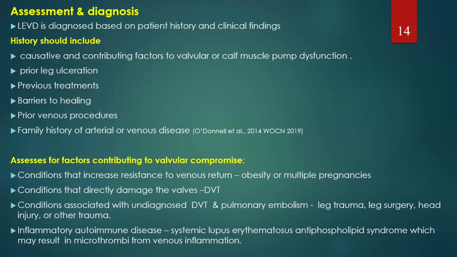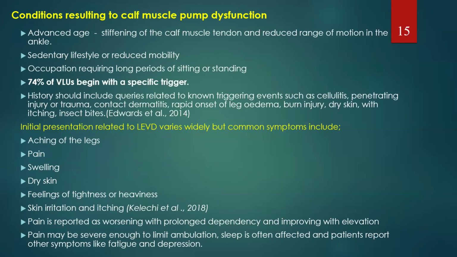Assess for conditions that directly damage the valves, like deep venous thrombosis, as we have just mentioned. Assess for conditions associated with a diagnosed DVT and pulmonary embolism, like leg trauma, history of leg surgery, or history of head injuries, and other inflammatory autoimmune diseases also, which contribute to this problem, like systemic lupus erythematosus and antiphospholipid syndrome, which also contributes to microthrombi from venous inflammation. So all these conditions, just do a proper history, do a proper assessment, and determine what exactly the patient is presenting with.